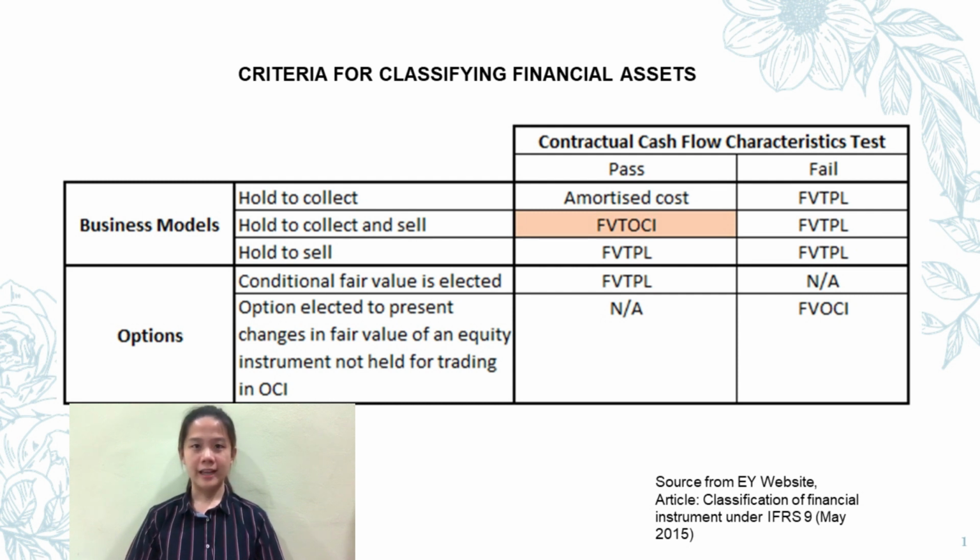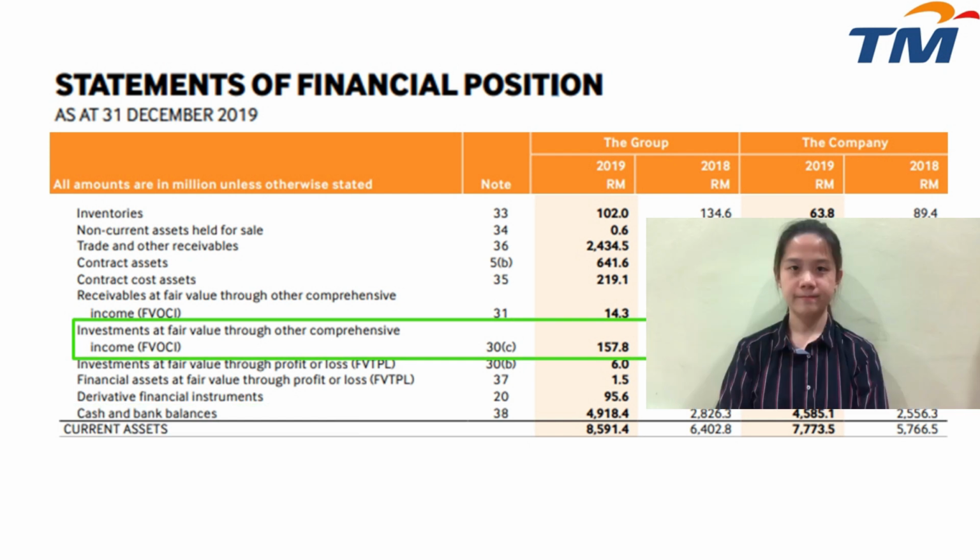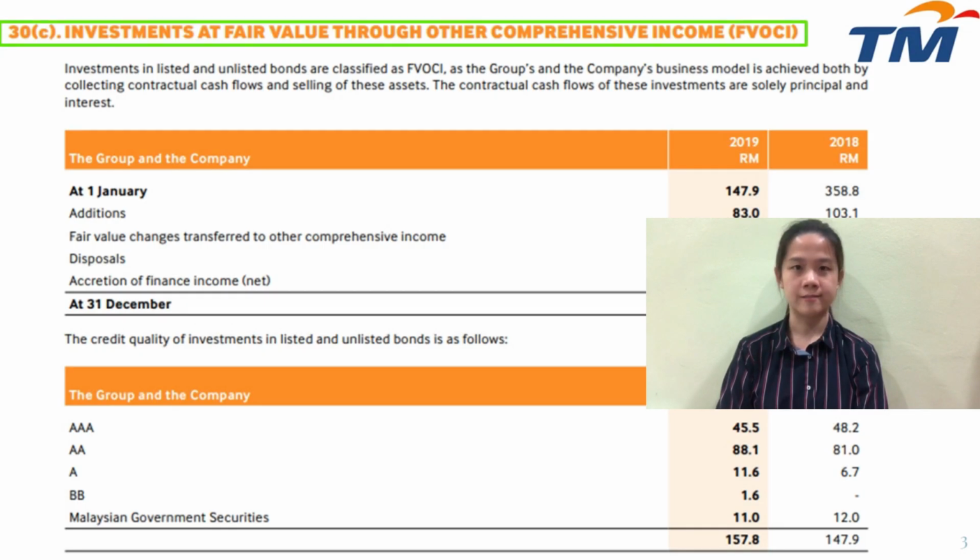Next, when an entity holds its financial assets for both collecting the contractual cash flows and selling the assets, and it also passes the contractual cash flow characteristics test, these financial assets are measured at fair value through other comprehensive income. Here we show you one example from the statement of financial position as at 31st December 2019 from Telekom Malaysia Berhad. There are investments at fair value through other comprehensive income in Note 30C.